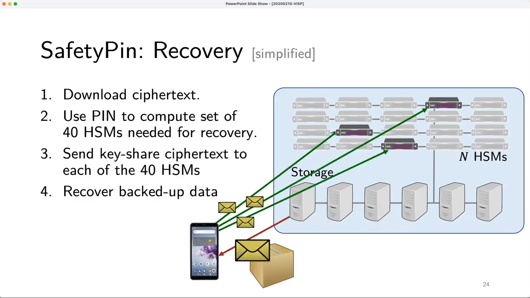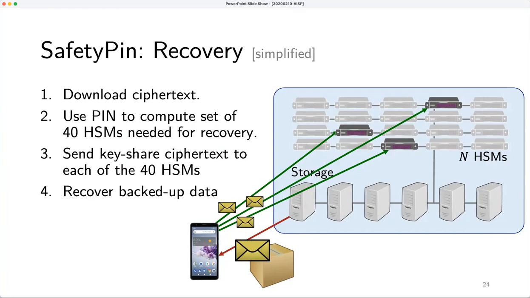So I'll just say how recovery works. It works in a straightforward way. What the client does when you come online with your new phone, you ask for these ciphertexts, and then using your screen lock PIN, the phone computes the set of 40 HSMs it needs for recovery. It then sends these key share ciphertexts to the 40 HSMs, which perform the decryption, which let you recover your backed up data. I guess the key property here is you only need to talk to 40 of these HSMs instead of all of the 10,000 HSMs in the data center.